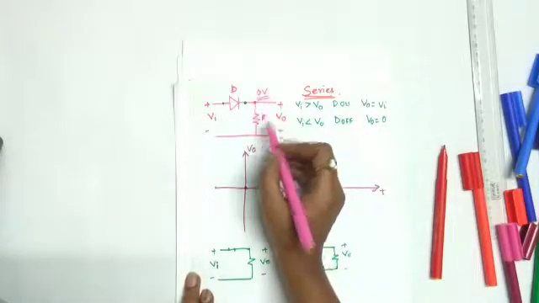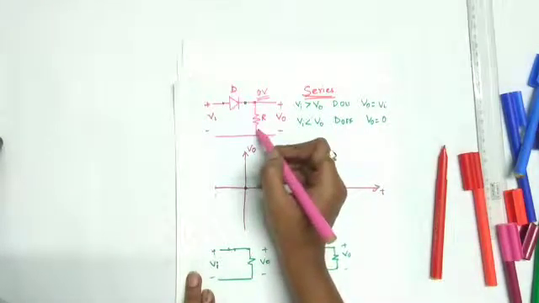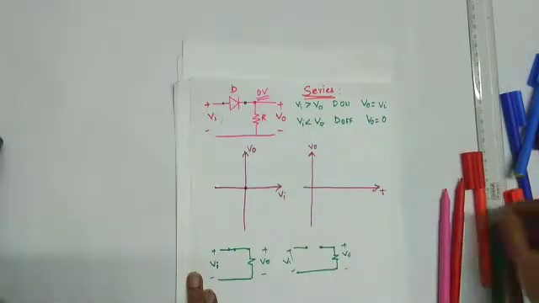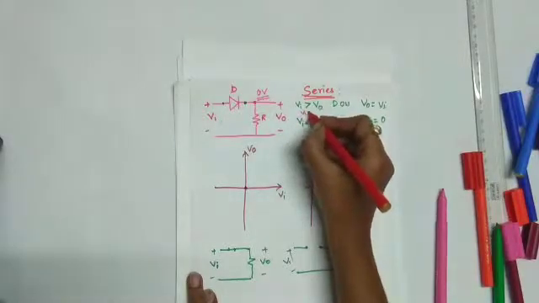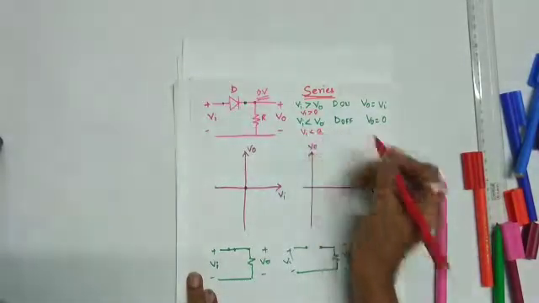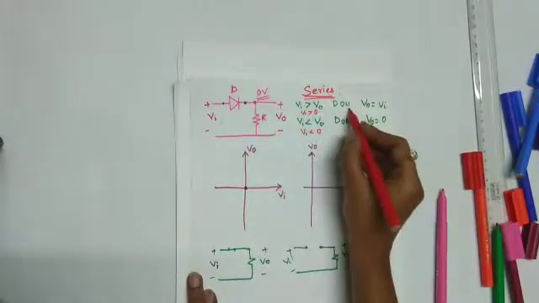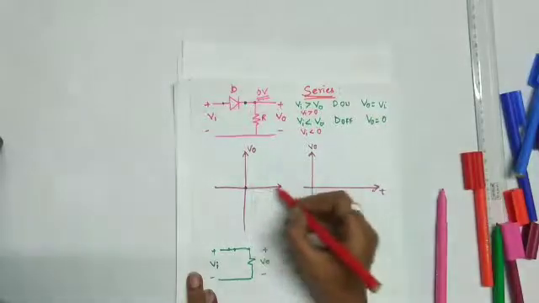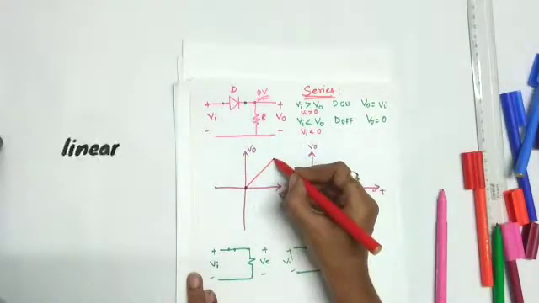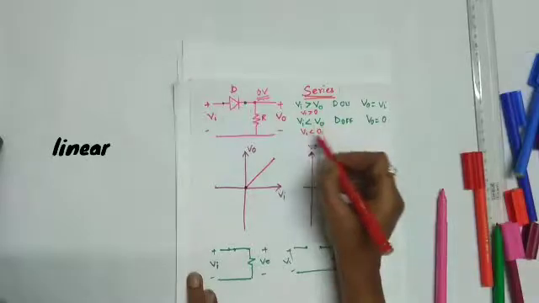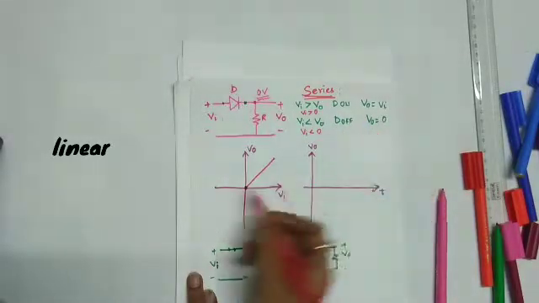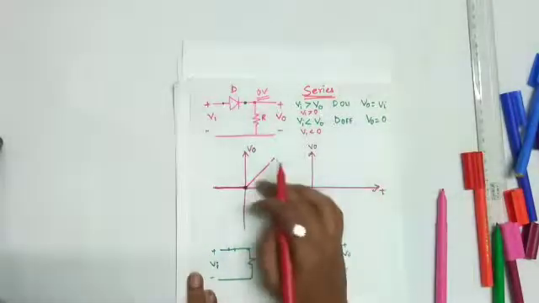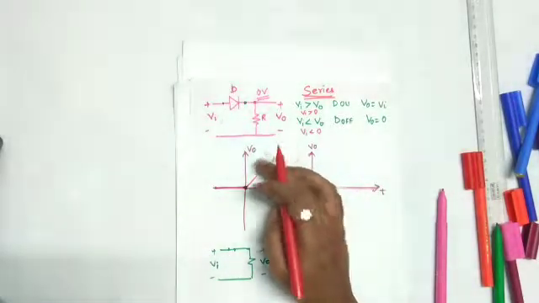Here you can observe that there is no voltage source connected in this branch. This means VI is more than 0. So this can be taken as VI more than 0 and this as VI less than 0. For positive VI, the diode is on and V0 is following VI. So it is like this. And for negative VI, the diode is off and V0 is 0, so it will be like this. So this is the diode clipper circuit, V0 versus VI.